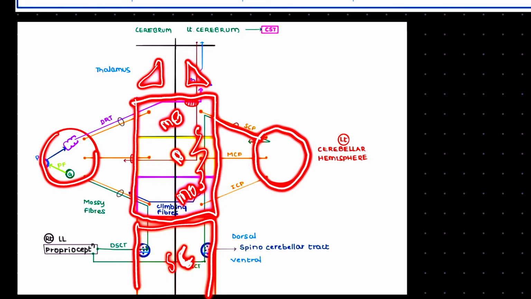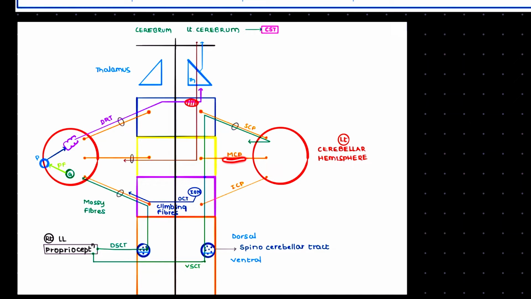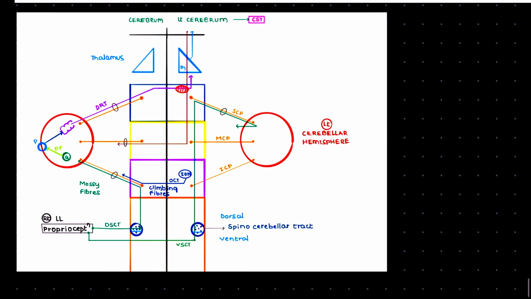The brain stem is connected to the cerebellum with the help of the superior cerebellar peduncle, middle cerebellar peduncle, and inferior cerebellar peduncle. The superior peduncle connects the midbrain and cerebellum, the middle cerebellar peduncle connects the pons and cerebellum, and the inferior cerebellar peduncle connects the medulla oblongata and cerebellum. Okay, this was our rough sketch.